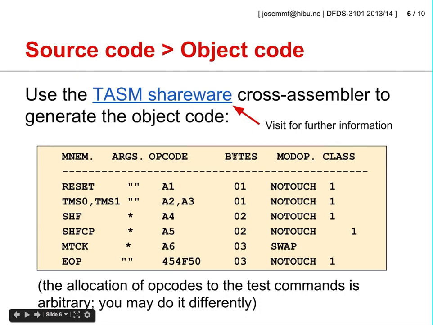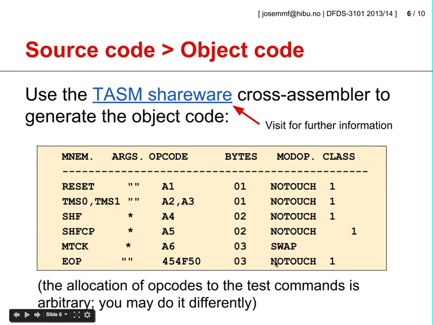This is a shareware program that is available freely in the internet, and it uses a table to convert any set of source commands into the corresponding object code. In this case, what this slide shows is one possible table to convert the given source commands into one possible set of corresponding object codes. Now, the allocation that was used in this table was arbitrary, and you can of course choose a different allocation.